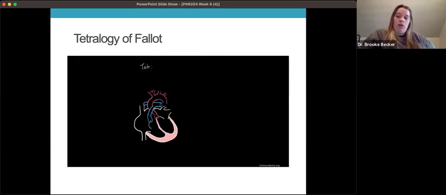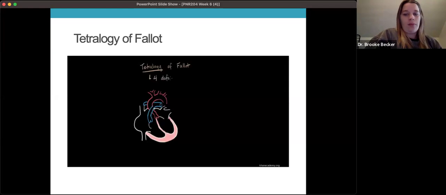Tetralogy of Fallot. Don't worry about what Fallot means. That's just the name of the guy, this French physician who named this disease. So we want to focus on the first word here, which is tetralogy. And going back to Latin here, tetralogy, the word is telling us that there are 4 defects that we care about that make up this particular heart disease. Remember that this is congenital, so people are born with these 4 defects in the heart.